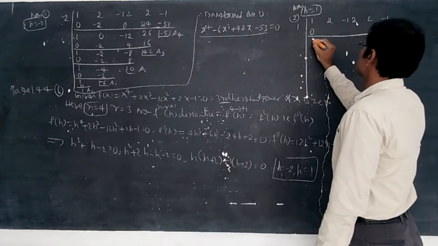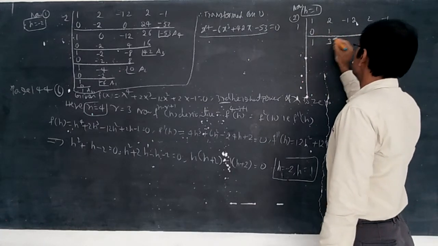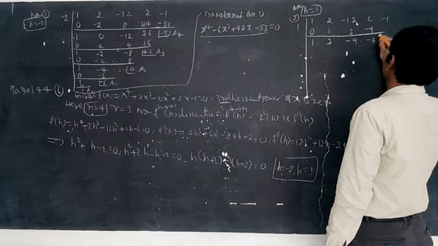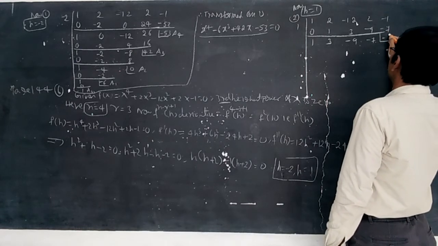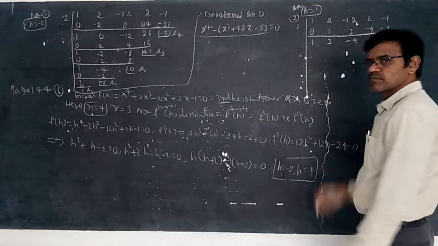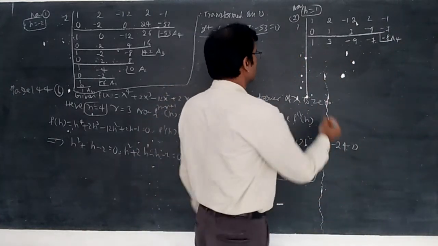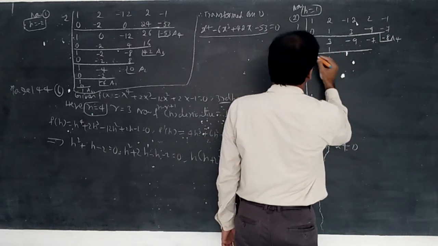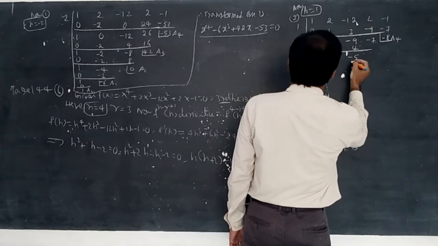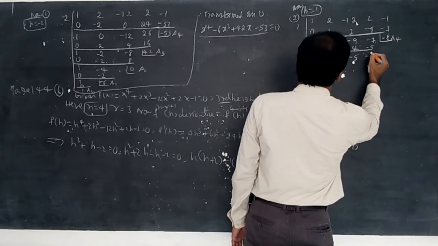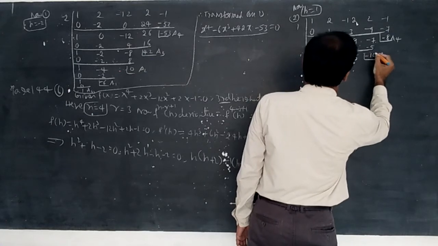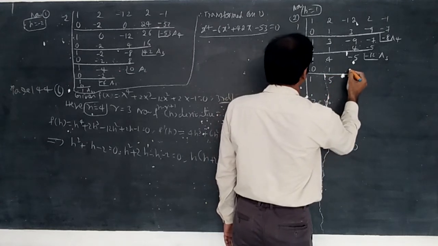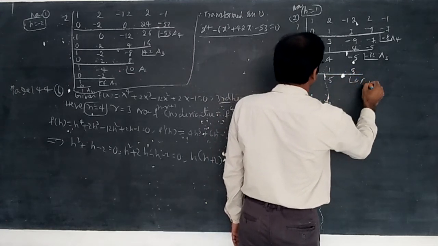Put here 0. So this is 1. 1 into 1 is 1. This is 3. 3 into 1, 3. This is minus 9. 2 minus 9 becomes minus 7. So this is minus 7. Right here minus 8. So this is A4. Minus 8 is A4. Now right here 0. 1. This one should be multiplied with 1. This is 4. 4 ones are 4. Put here minus 5. So this is minus 12. This is 8. Put here 0. This is 1. 1 ones are 1. This is 5. 5 ones are 5. So this is 0. Understood here?